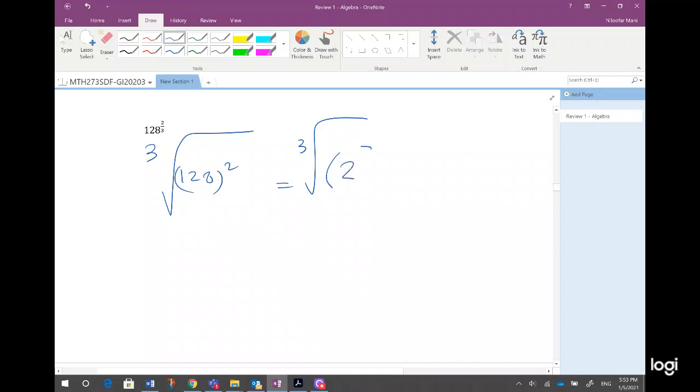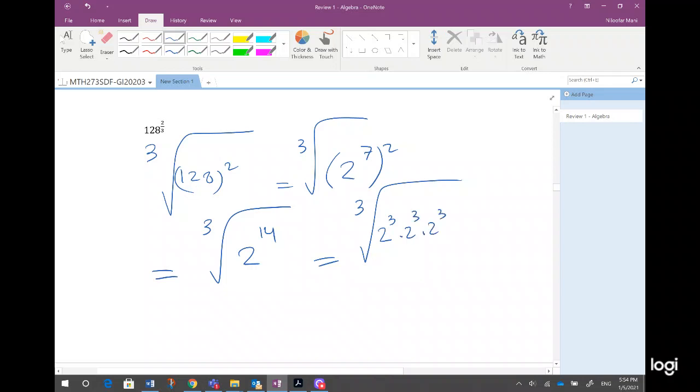Yes, it's 2 to the power 7 and then power 2. Okay, so that's this 2 power 14. Yes, when I have power, I can multiply them. So it is root 3. Okay, so 2 power 3 times 2 power 3 times 2 power 3 times 2 power 3. Okay, that's 12 times 2 power 2.